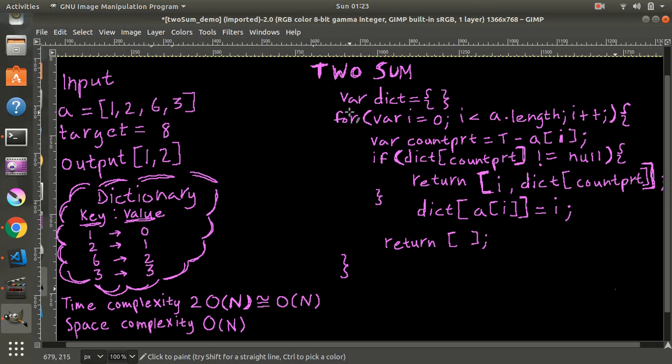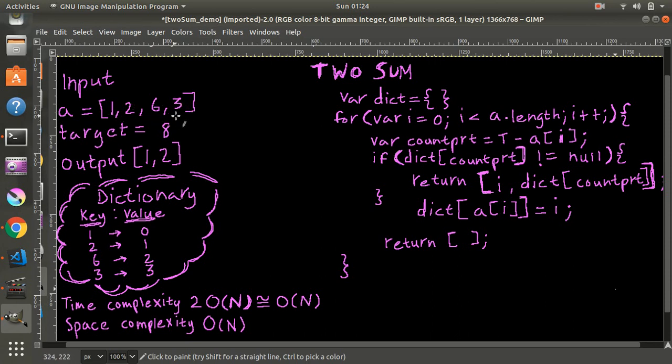So let me explain what's going on here. I have a variable dictionary, which is a basic declaration of a dictionary or a hash map in JavaScript, and I have a basic for loop, and I'm starting from the first element until the last element. And what I'm doing is insertion and iteration. So what I mean is I'm iterating one element at a time.